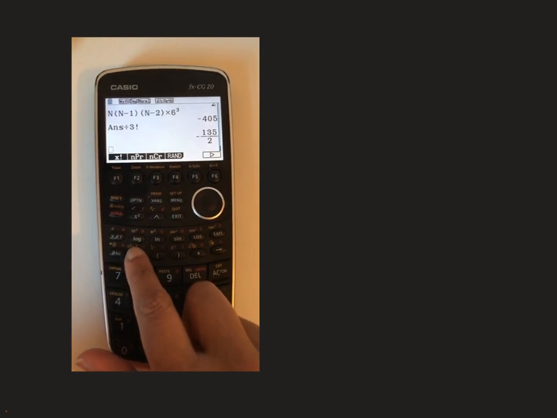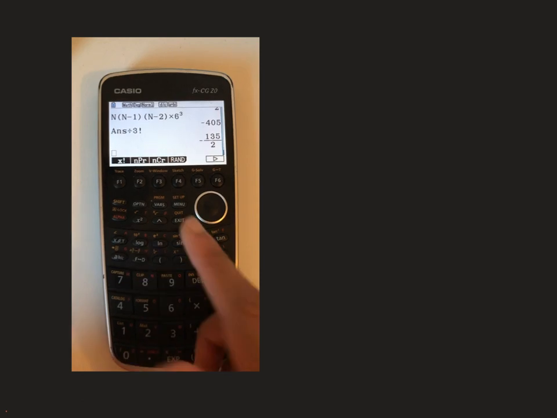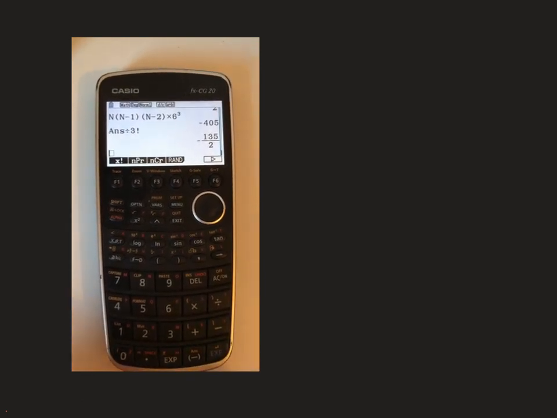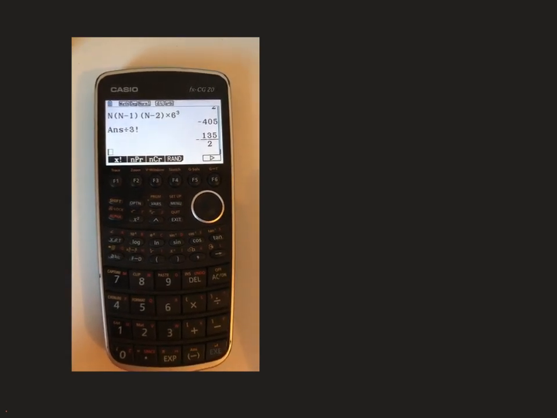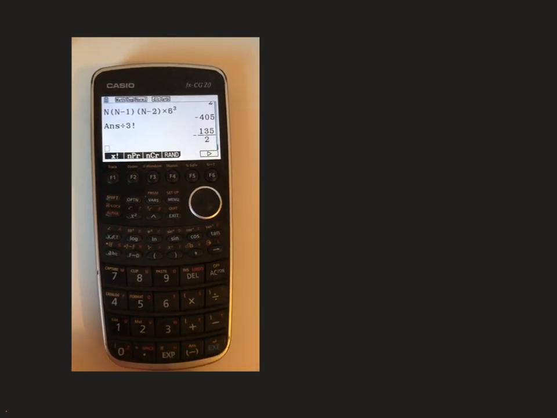If I press the FD button, there is my negative 135 over 2, and it's much neater and much easier, and you're much less likely to make a mistake if you keep inputting n or some other letter than if you have to input negative 1/2 or some other complex decimal each time. So make sure you practice doing this.